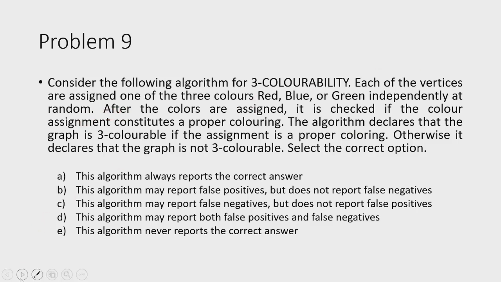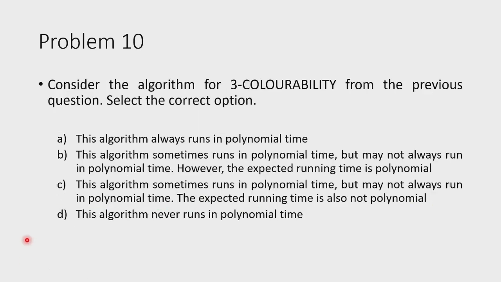Now, what about the second operation, checking whether the picked coloring is valid or not? For this, we require a polynomial amount of time, because three colorability is in NP. So both the operations are polynomial time, and the algorithm always runs in polynomial time.